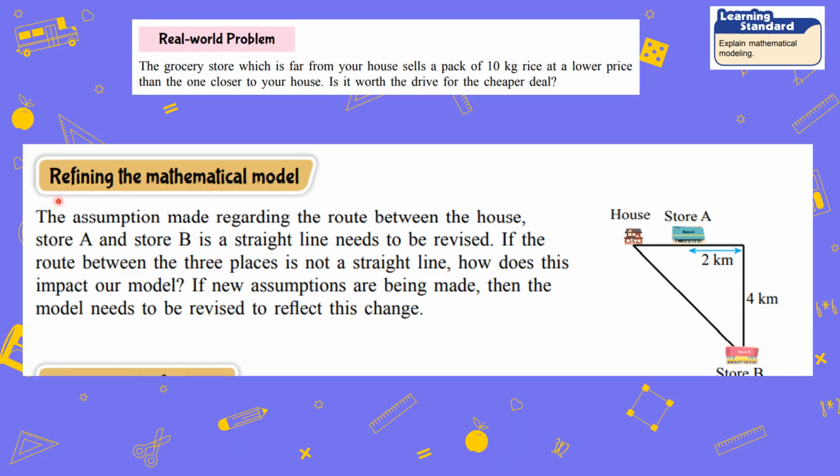Now, the fifth component is to refine the mathematical model. We have to do reflection on the mathematical model just now. The assumption made regarding the route between the house, store A and store B being a straight line needs to be revised. If the route between the three places is not a straight line, how does this impact our model? If new assumptions are being made, then the model needs to be revised to reflect this change. If needed, we need to repeat the process.